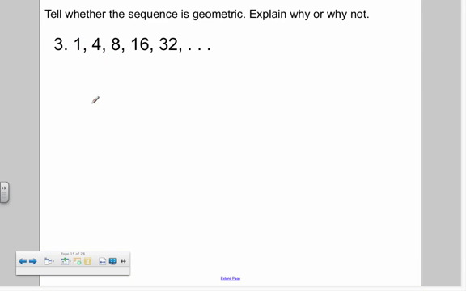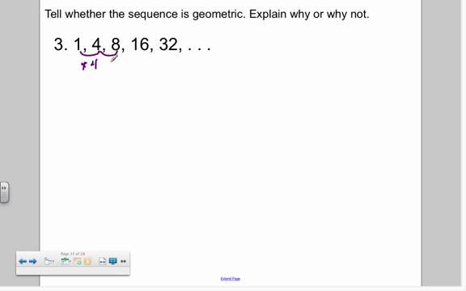Let's take a look at number 3. So now that we've discussed the definition, let's tell whether the sequence is geometric. Explain why or why not. Well, remember, we said that if it's geometric, it has to be multiplied by the same number. So let's look specifically at multiplying. How do I multiply to get from 1 to 4? Well, I would go times 4.